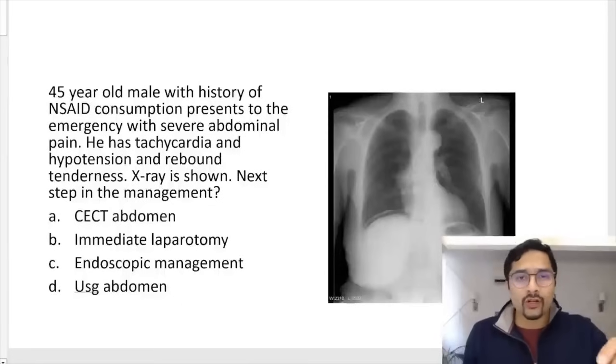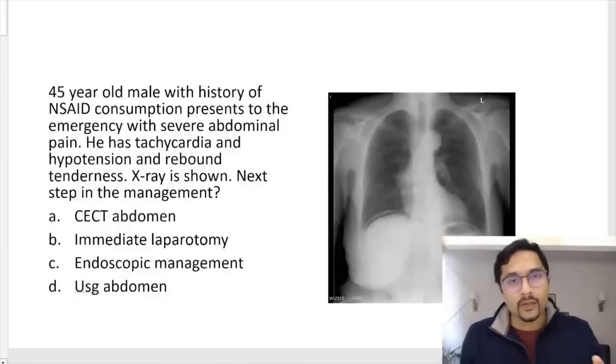This is a sure shot question. It is being asked since the last 3 years. It's been asked in all the exams and no one should make a mistake in this.